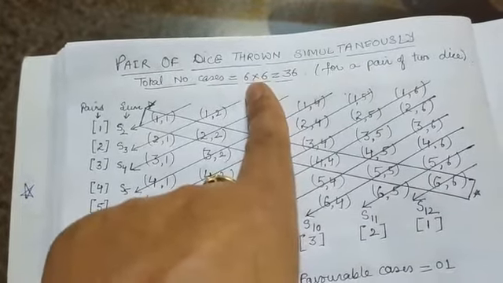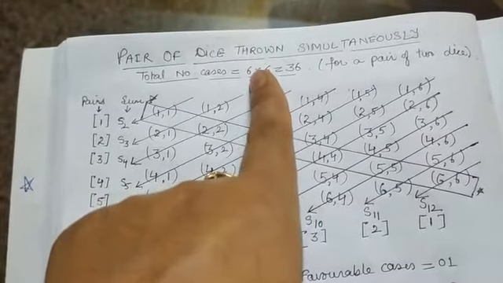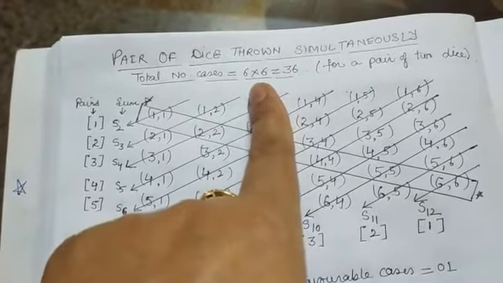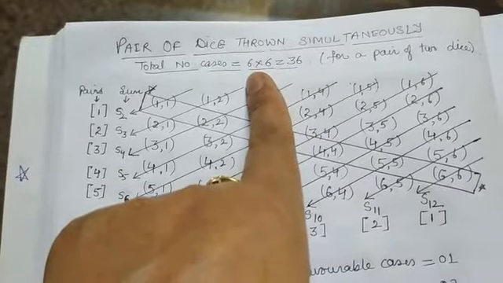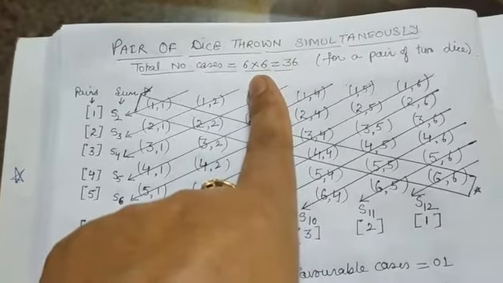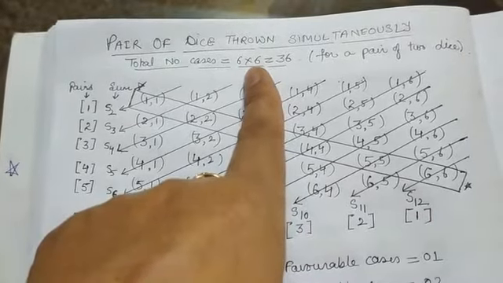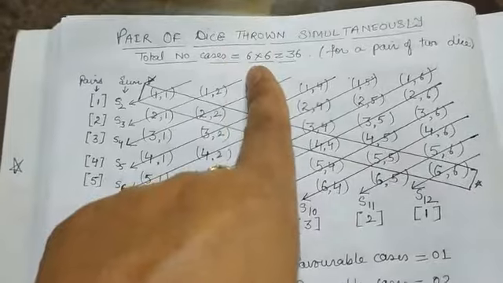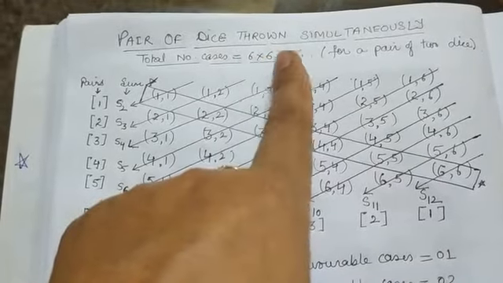So why have I multiplied here, not added? You must remember that we have done 2 theorems on probability, the addition theorem and the multiplication theorem. Whenever the events are independent events, we have to take into account the multiplication theorem. That is why, to find the total number of cases, I have multiplied the independent events of the 2 dice.